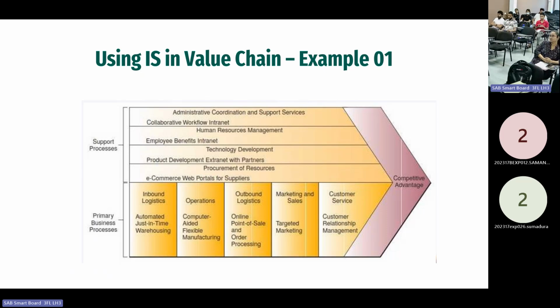And maybe a chart system could be an HRIS, human resource information system, or maybe an employee benefit intranet. So again, maybe intranet to put our leaves, those kind of things.